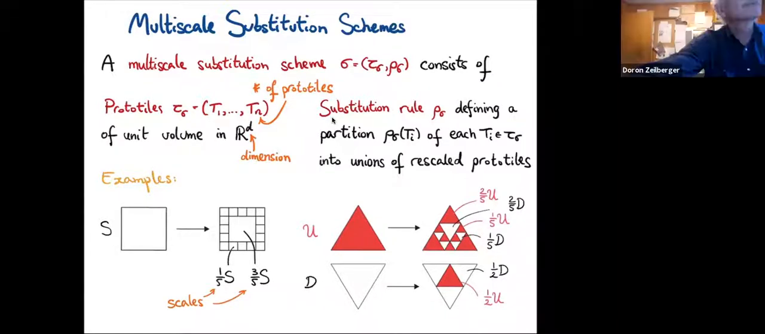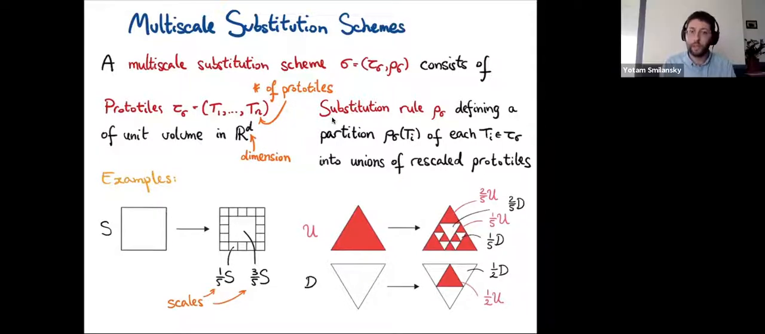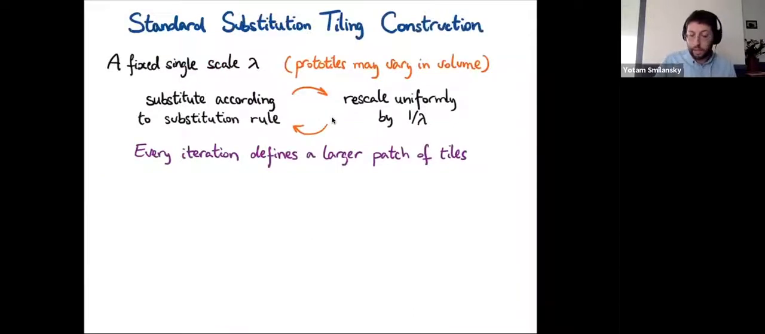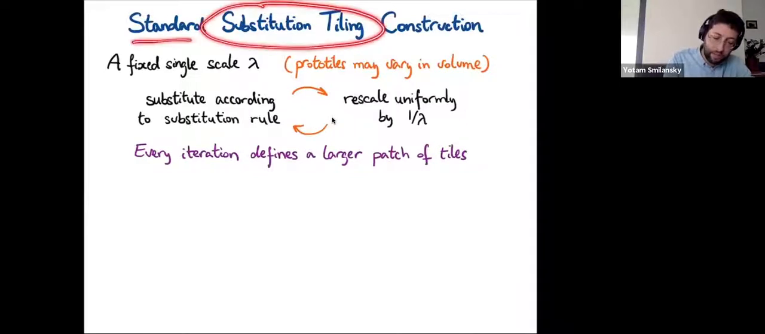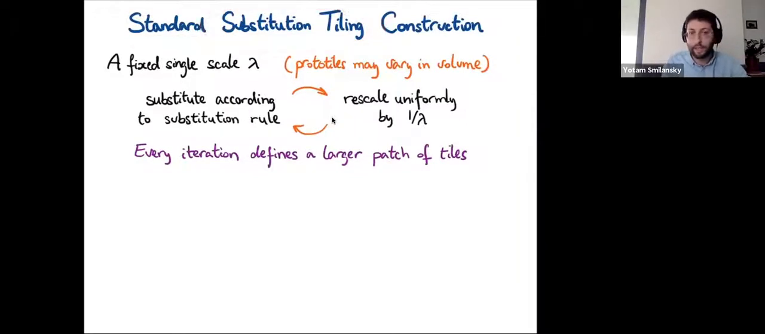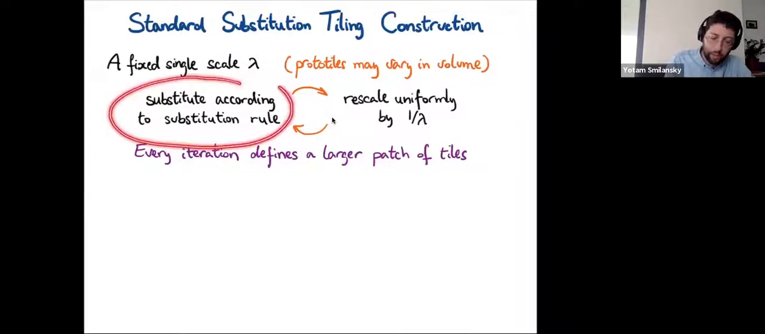Okay. In any case, this is not about sequences of partitions, and this is not about fractals. It's about tilings. So it's a different object, tiling of the entire space. Okay, so this is the multiscale substitution scheme. Now, for the Penrose tilings and similar substitution tilings, the standard construction is slightly simpler. You have a fixed single scale, let's call it lambda, and you substitute everything according to the substitution rule.